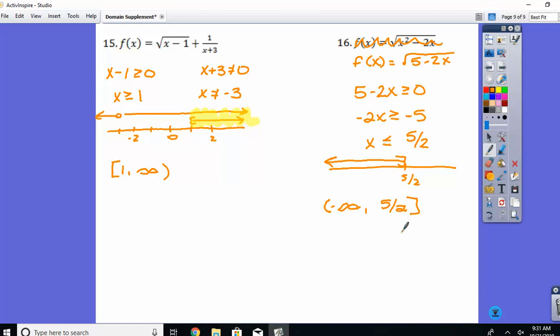Questions? So we just walked through 16 practice problems here. Basically, what I want you to realize is there's only two things to worry about: the fraction and the radical. If you don't have those, your domain is automatically negative infinity, positive infinity.